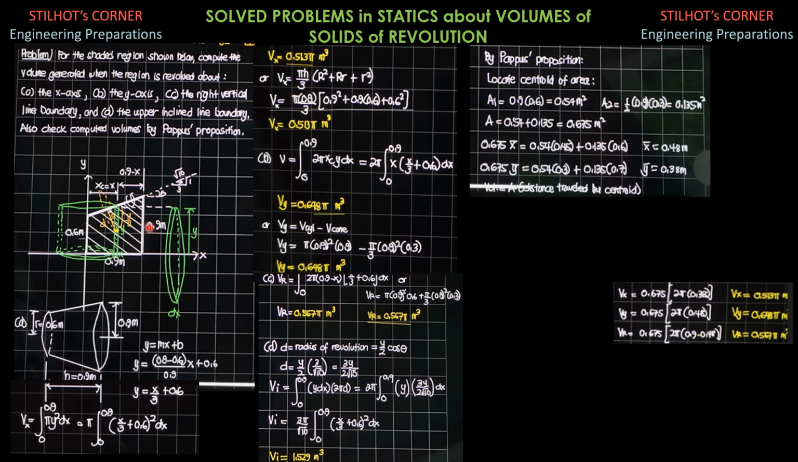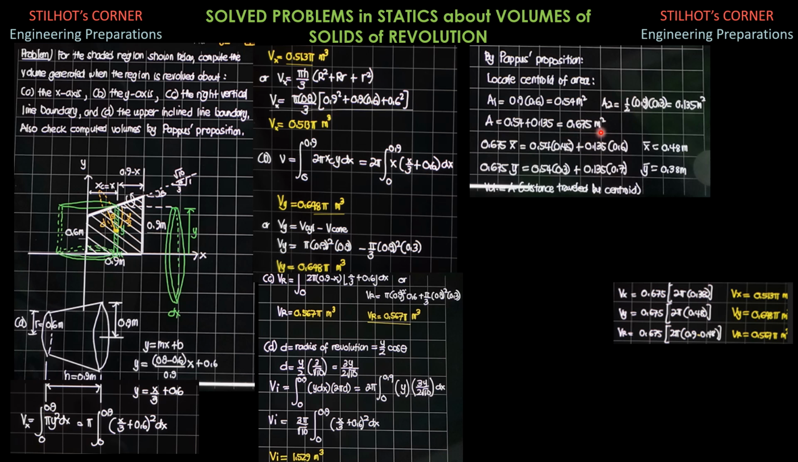So area 1 is the area of this rectangle, which is 0.9 times 0.6, so 0.54 square meter. Area 2 is the area of this triangle above, so 1/2 of 0.9 times the height of the triangle, which is 0.3, so 0.135 square meter. The total area therefore is 0.675 square meter.